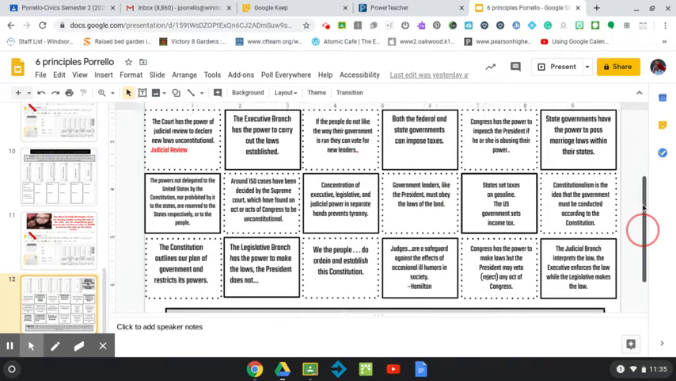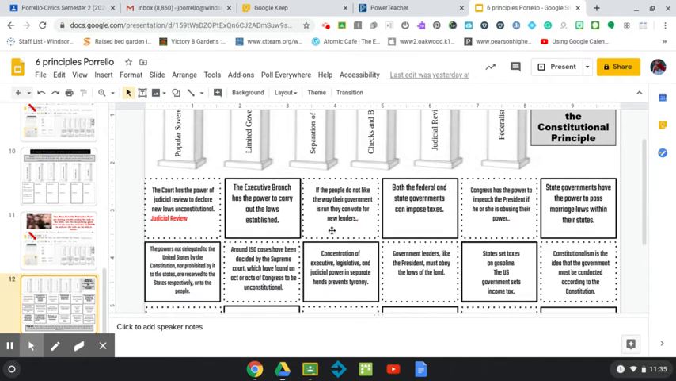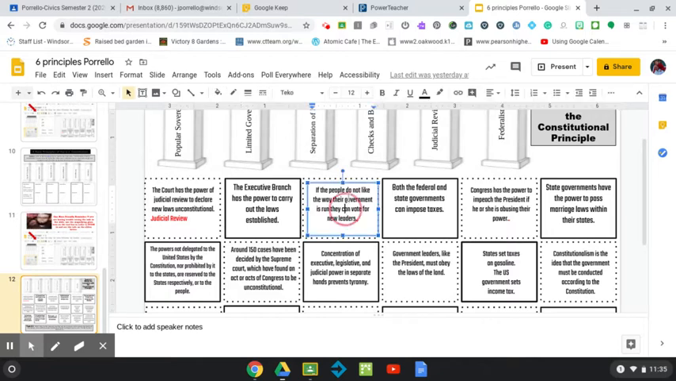So what I would do is I would look for somewhere where it says that. And you can see here it says if the people do not like the way their government is run, they can vote for new leaders. I'd say that sounds like popular sovereignty, so I'd write that in there. Okay. I also did the first one for you, so you have an idea of how to do this.